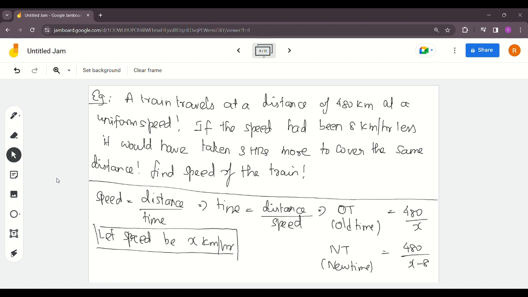To cover the same distance. Find the speed of the train. So for this, first you write the formula. Speed is distance by time. So time is distance by speed.